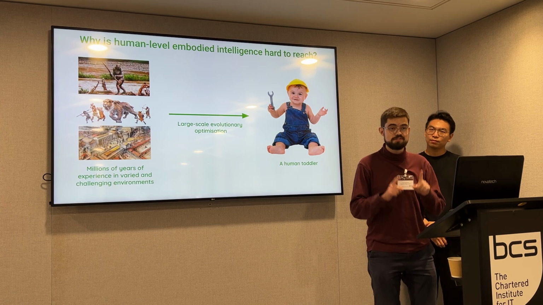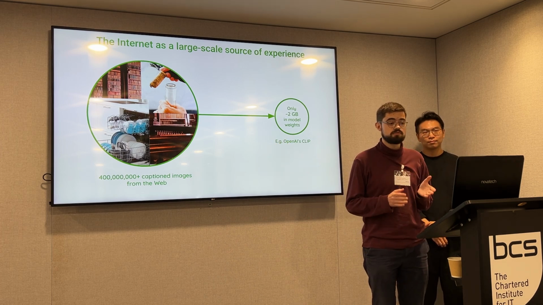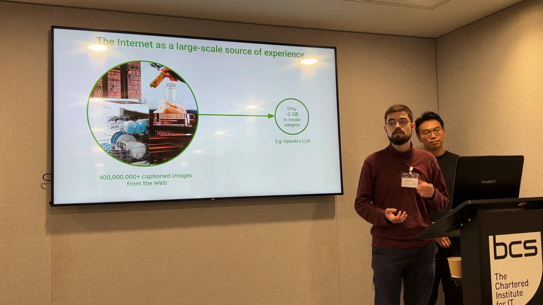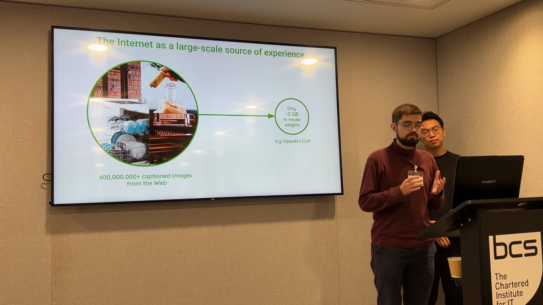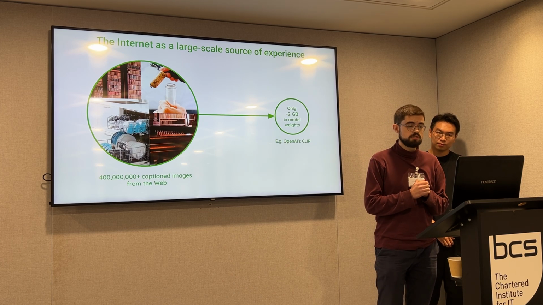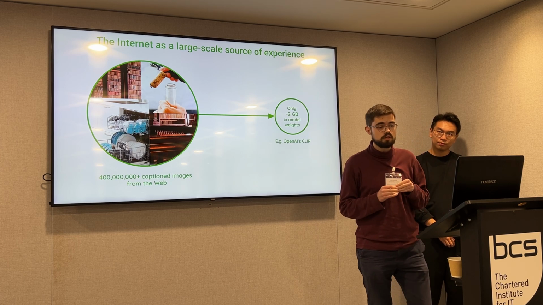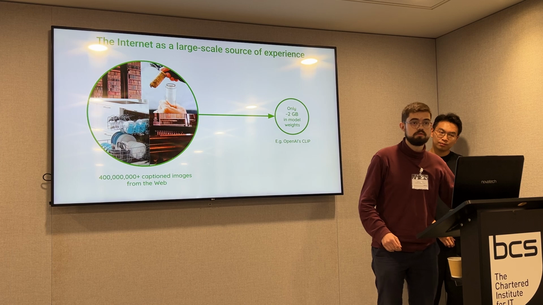Fortunately for robotics, we did recently start doing this, and that's essentially what the internet is. It's a large-scale source of human experience in images, languages, and video. So we have these foundation models like CLIP from OpenAI, and they're trained on millions of captioned images from the web. This is a huge amount of data that's lossily compressed into just 2 gigabytes or so of model weights, which you can run on your phone.